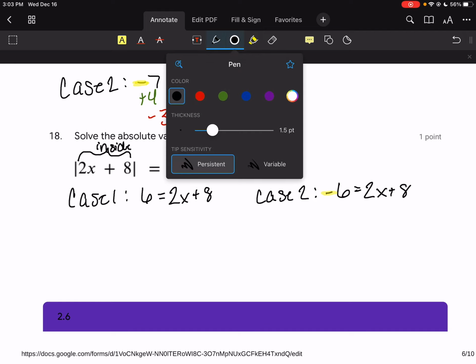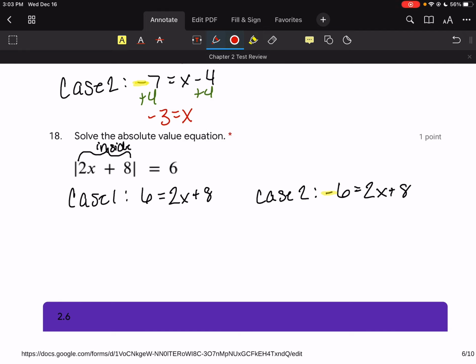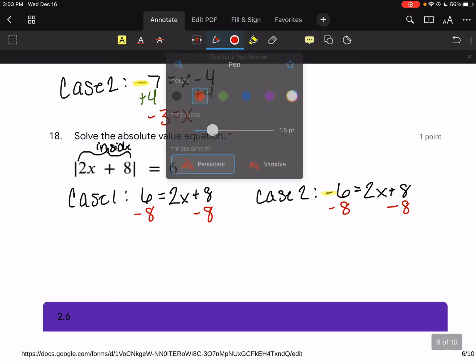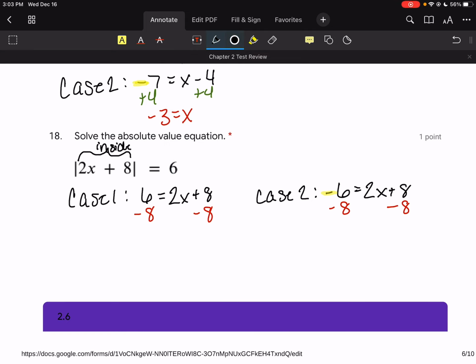So again, you're going to solve like you normally do. So you're going to subtract 8 from both sides. And when you do that, you are going to get negative 2 is equal to 2x. And on the other side, you're going to get negative 14 is equal to 2x. You're going to divide both by 2.